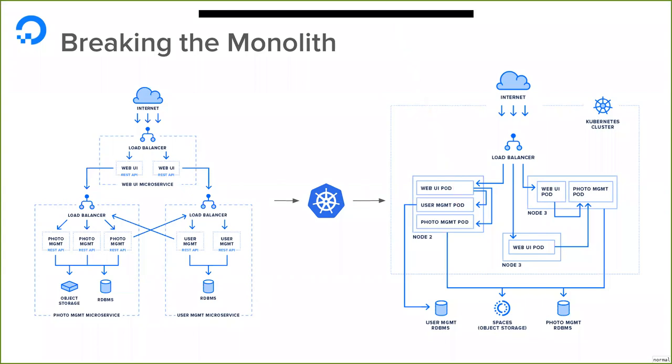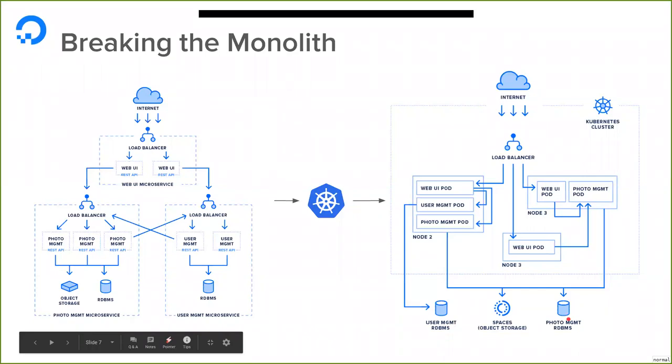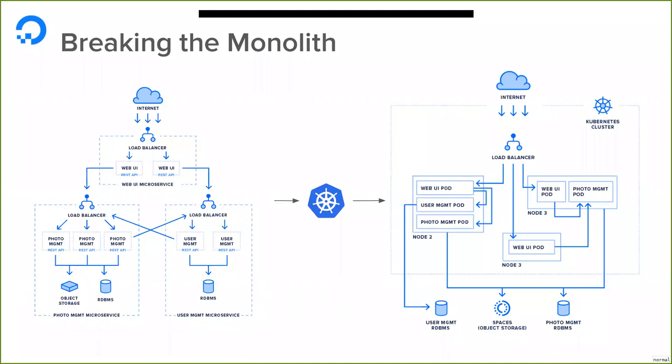Each of these components is free to use the appropriate data store for the data type that it'll manage. So here we have a user management relational database management system and a photo management relational database management system with Spaces for an object storage. So you can imagine storing the actual photos in the object storage system and metadata about users and photos in the relational database management systems. So one of the advantages here is that each of these components can be scaled in isolation from the others, allowing for more flexibility and efficient use of resources.